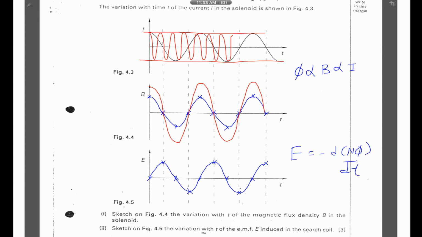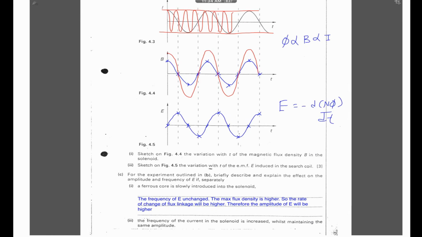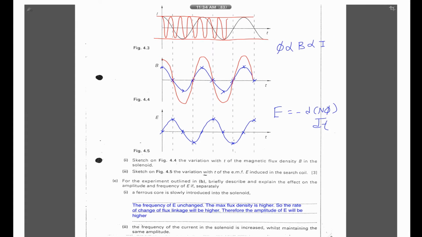All right? Now, the next part, they said briefly describe and explain what happens if you put a ferrous core into the solenoid. What happens to the induced EMF, the amplitude, and also what happens to the frequency. So this is what I'm going to tell you. How does putting a soft iron core affect the amplitude or frequency?